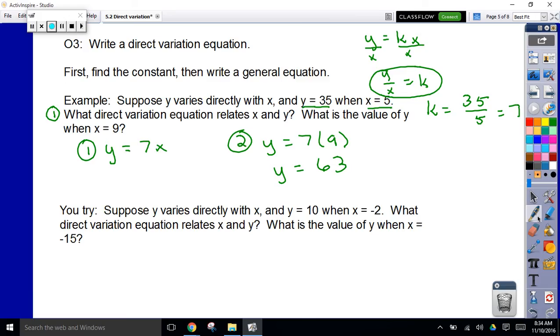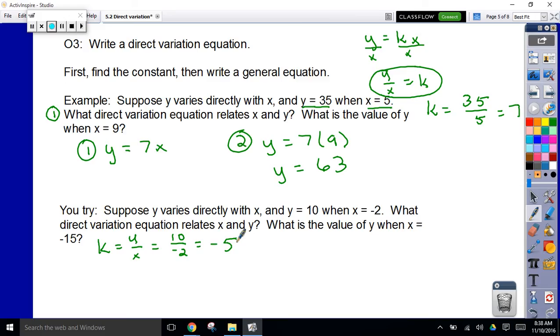Okay, I want you guys to try the next one. I'll give you a minute to do that. Okay, first volunteer to tell me how do we find k? Sophia: You have to divide y. Good. K equals y divided by x. So y is what in this case? 10. And x is, so 10 divided by -2 is -5. So we know that k is -5.